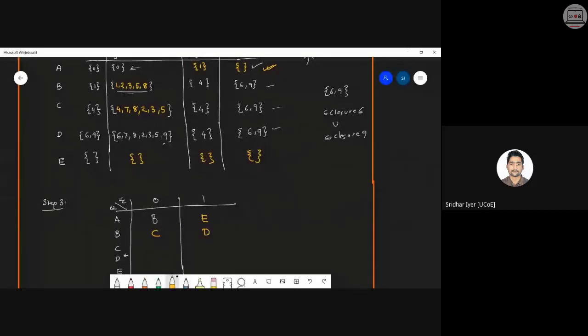Next up, C on input 0 gives 4. What is 4? 4 is C only, right? So I will write C. C on input 1 is 6,9. That comes out to be D. Next up, D on input 0 is again 4. That is C, and this has to be D. Last, it is E, comma E.